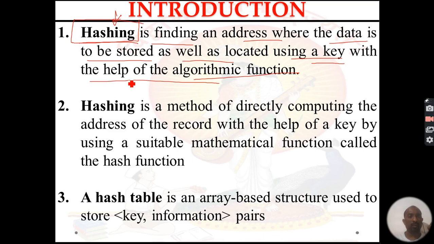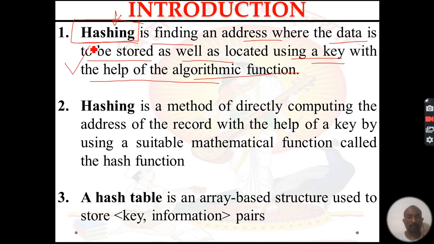We can store the data into the hash table, but for that we should have the key and the hash function. We put the key into that hash function, then by evaluating the hash function we get a hash value, or we can say index. By using that index we can put the element into the hash table.